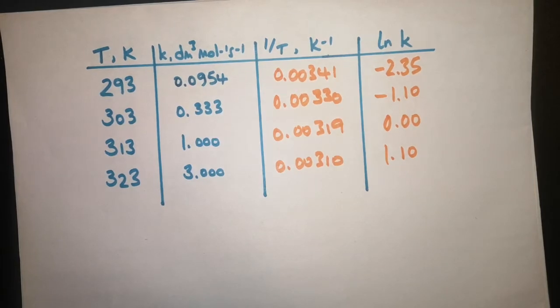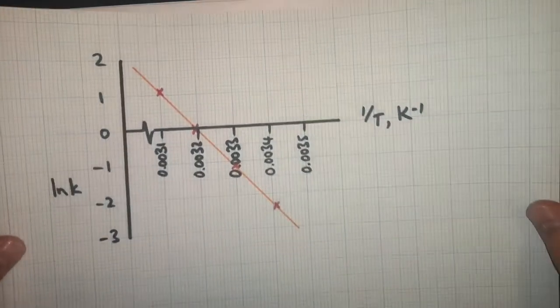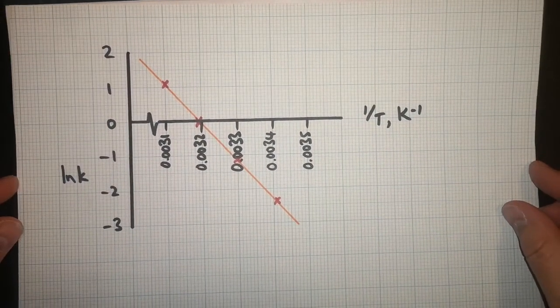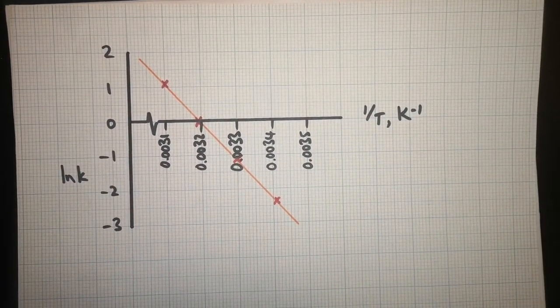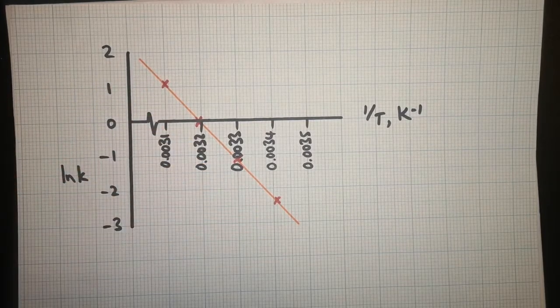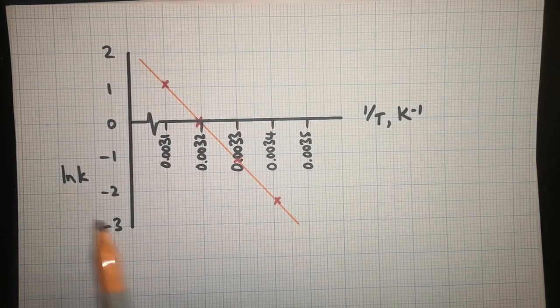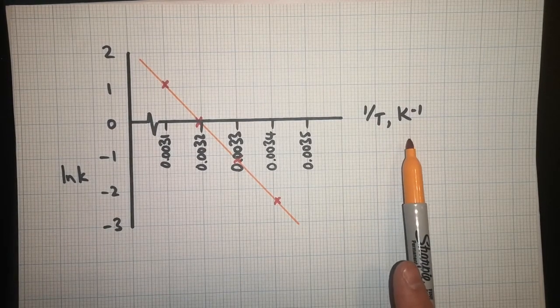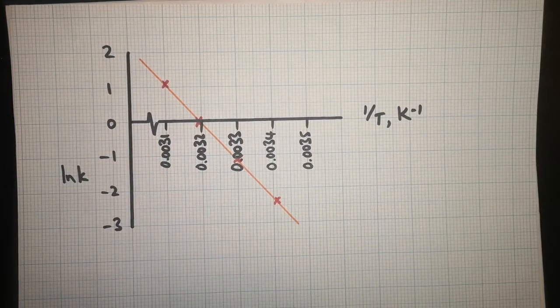So I have already done this graph. So this is how it looks. What you can see is that I've plotted the values in the red crosses, and then my orange line is the line of best fit. ln k is the y-axis, 1 over T is the x-axis, and of course there's a break in the axis here. So we have a straight line.